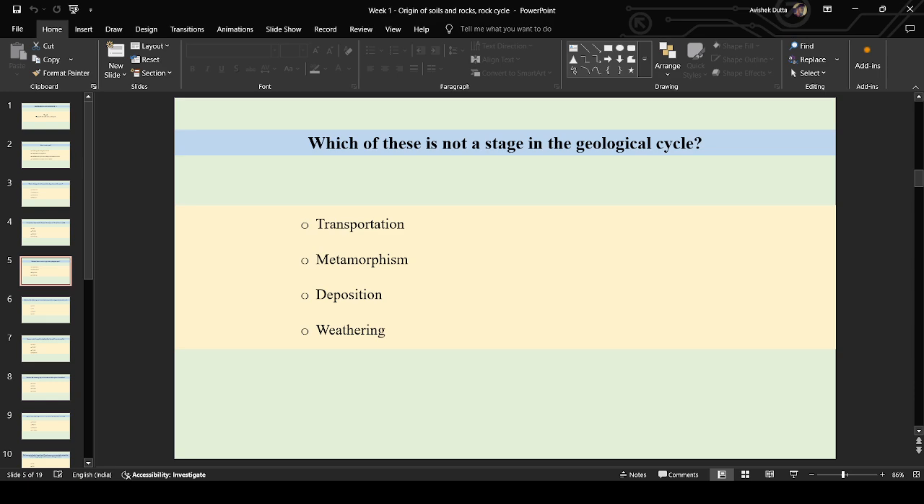Which of these is not a stage in the geological cycle? The options are transportation, metamorphism, deposition, or weathering.